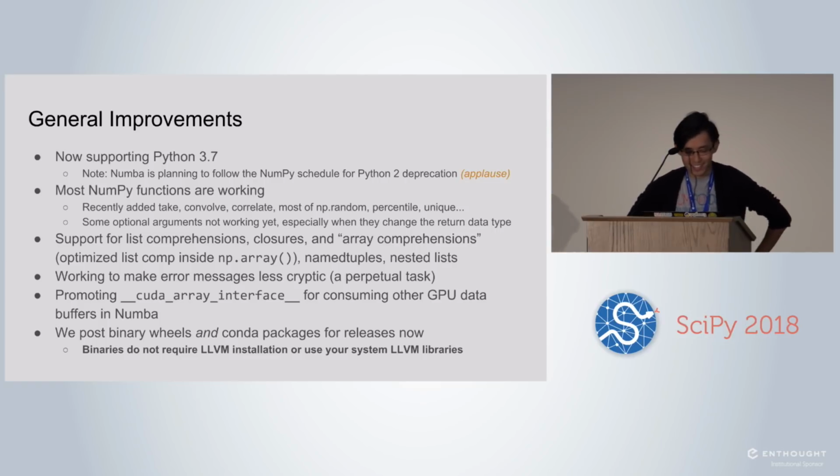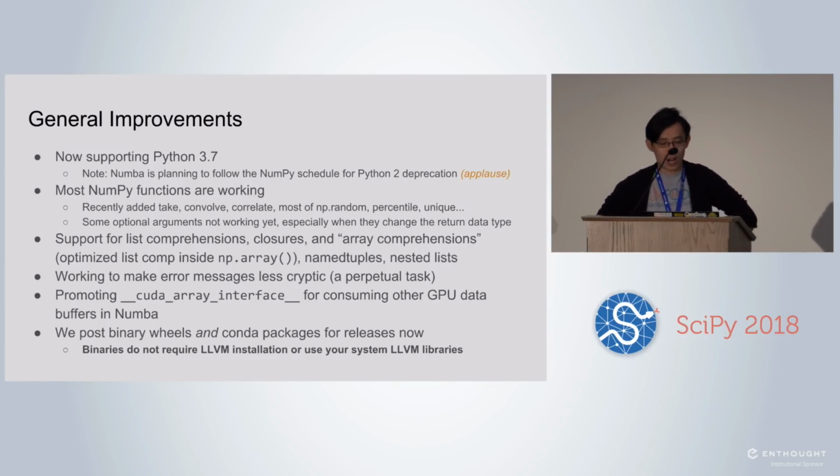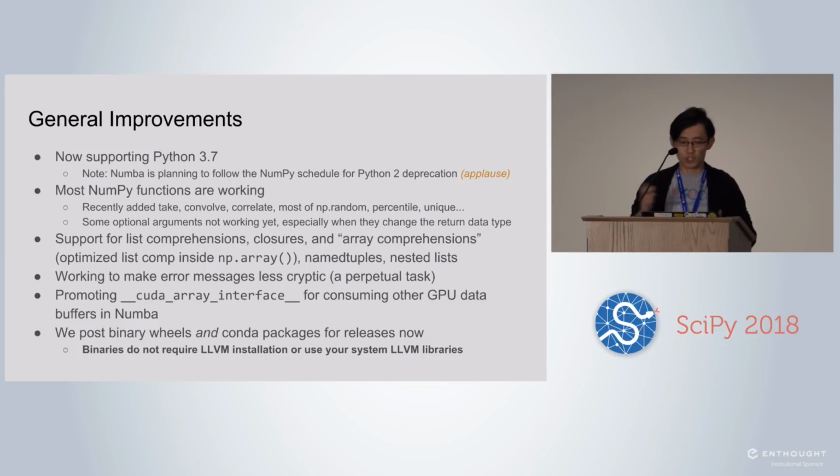Yes. A lot of the NumPy functions are now working, with a caveat: every time there are optional arguments and the return type changes because of the optional arguments, we usually don't support that. But you can check out the detailed changelog to find all the documentation for the API that you want.